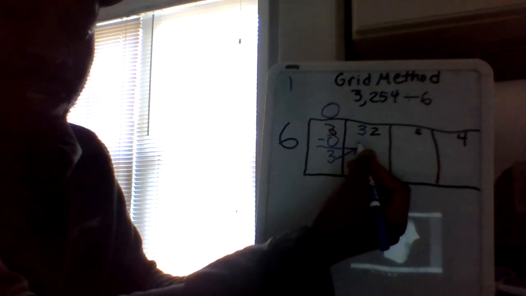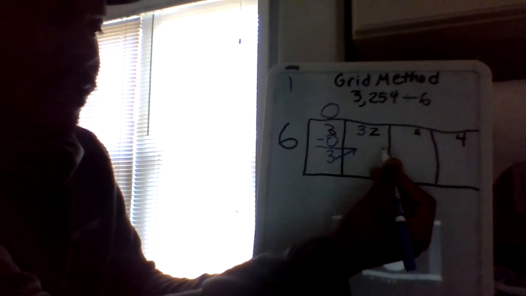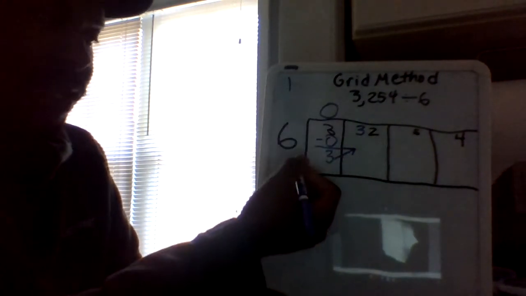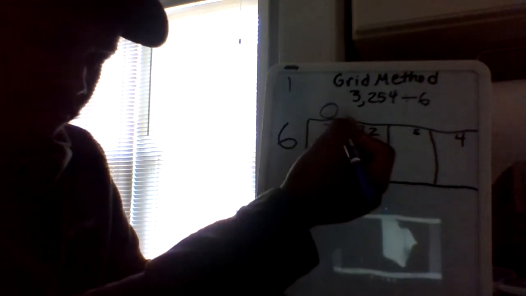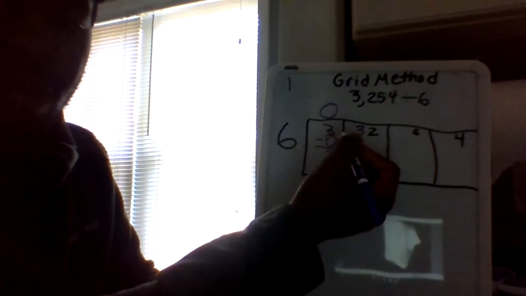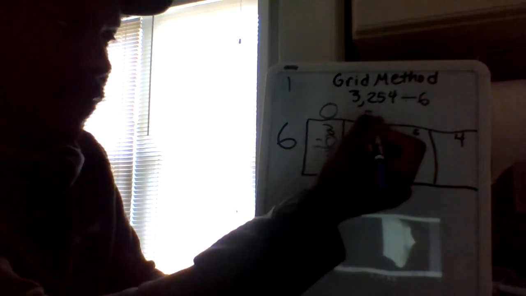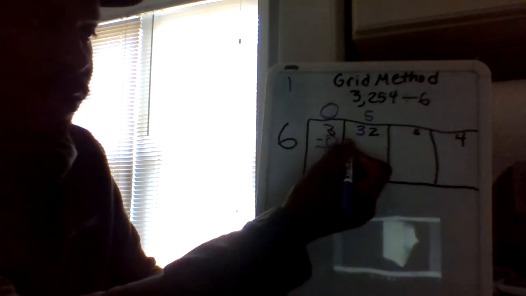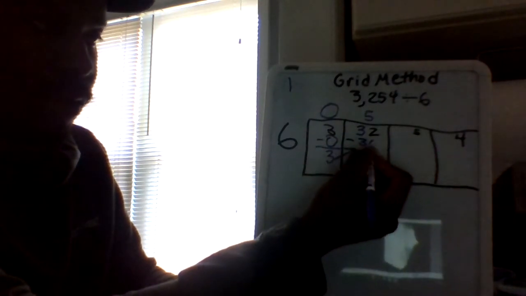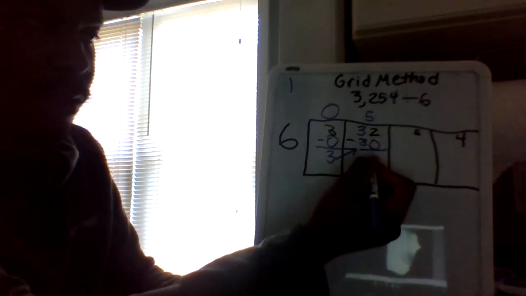So I see that I have a new number that is 32. So now I need to figure out how many times 6 goes into 32. I believe 6 goes into 32 5 times because 6 times 5 is 30. So my 5 goes up top. 5 times 6 is 30. So I'm going to subtract 30.